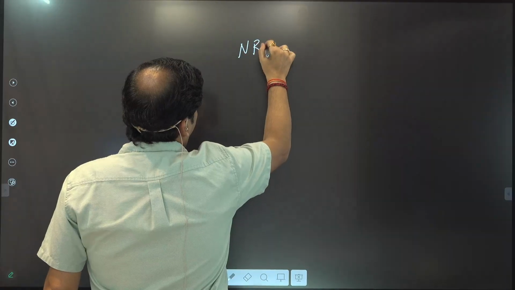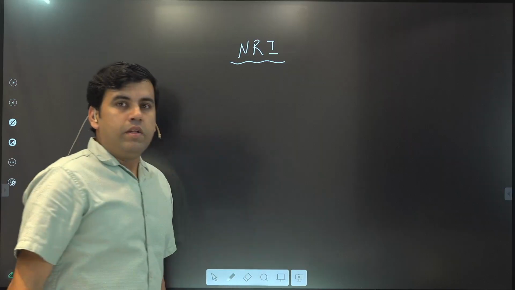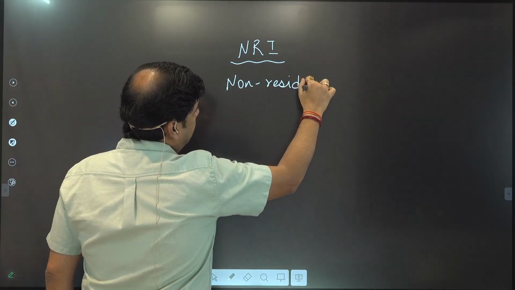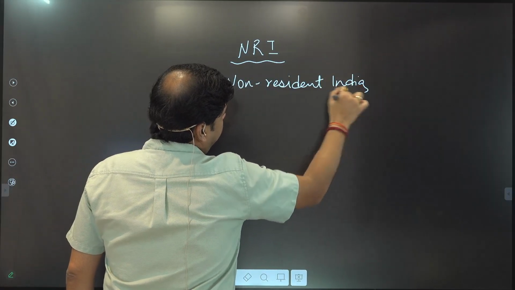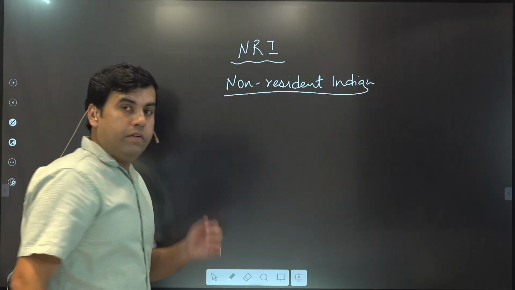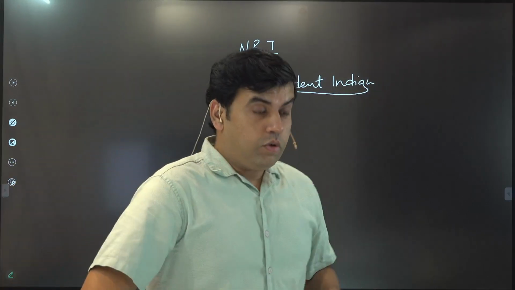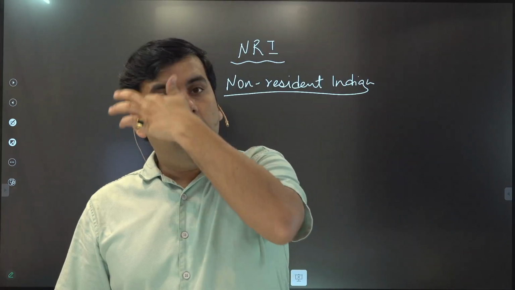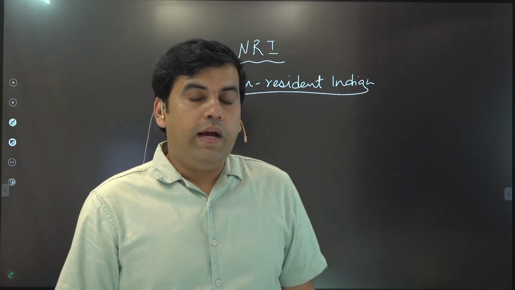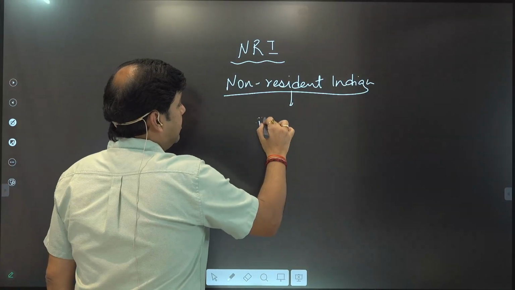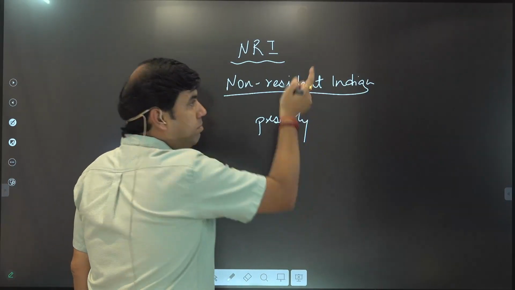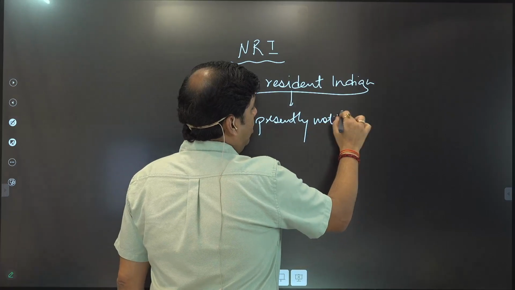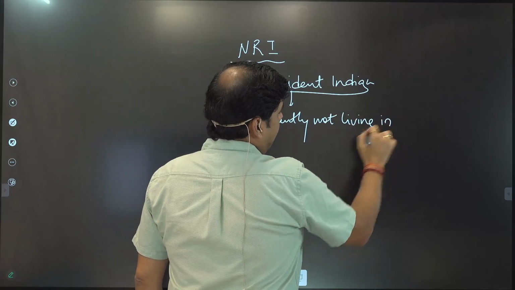Why do you have a word known as NRI? Why is this person known as a non-resident Indian? Residence basically means the place of living, where you are living presently. So an NRI is the one who is presently, I don't care about the past or the future, not living in India.